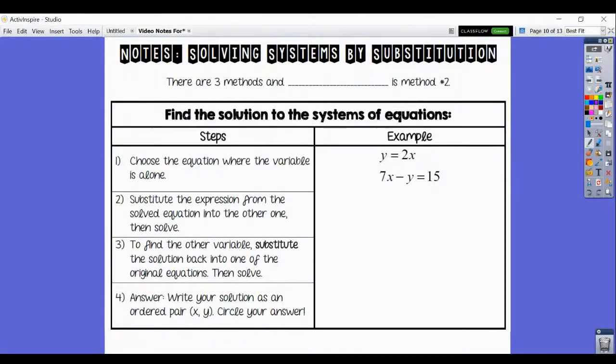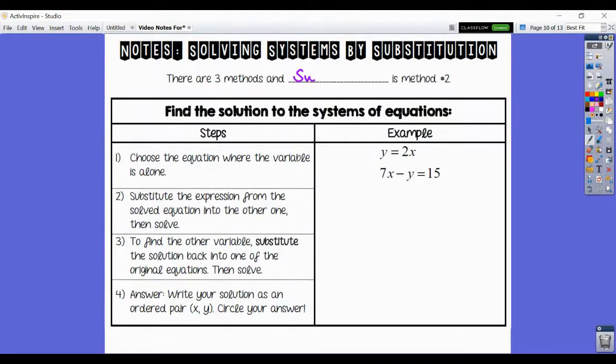In today's lesson, we're going to learn how to solve systems of equations by substitution. There are three methods, and this substitution method is going to be the second one we are learning. So we have our first problem, which is y equals 2x and 7x minus y equals 15. Those are the two equations in our system. Let's go through the steps.